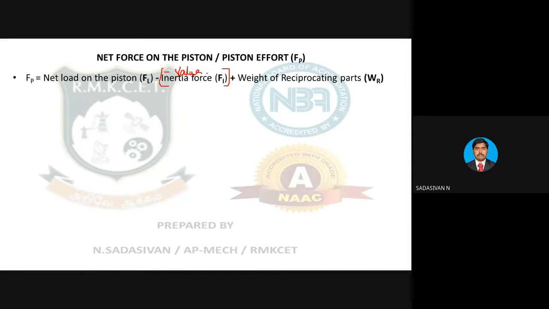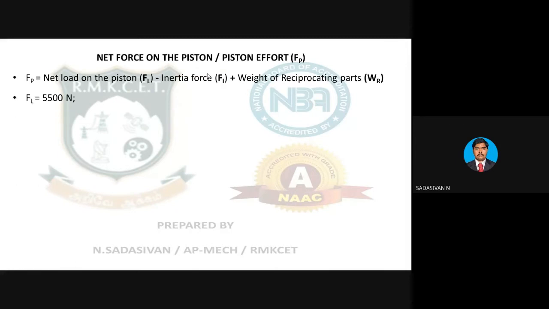Next is your weight of the reciprocating parts. I am going to add because theta is 20 degree. The piston is traveling downwards when you are lying within 0 to 180 degree. So gravity is going to help you, and you are going to add the weight to the net force on the piston. Substitute the values.